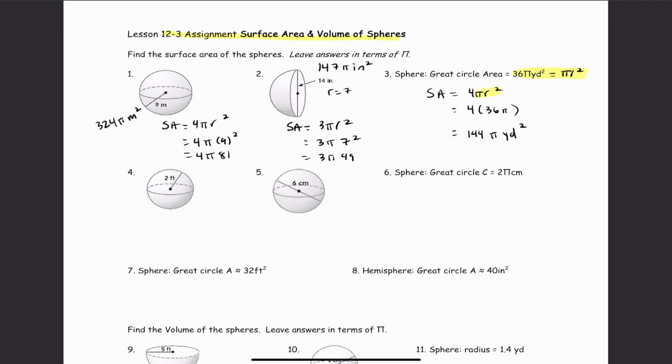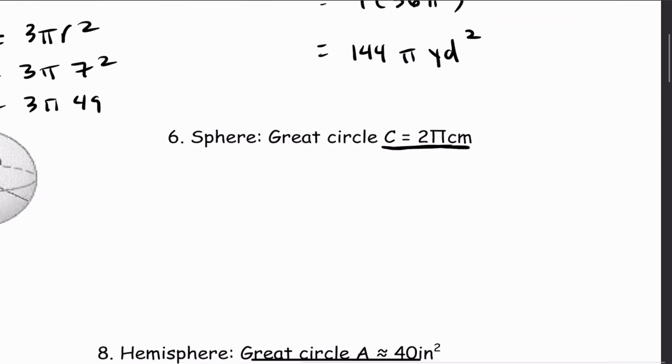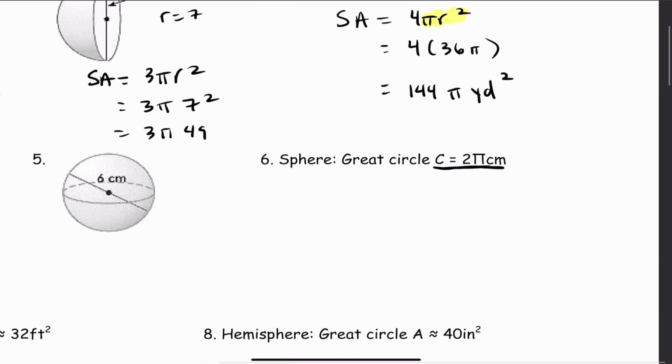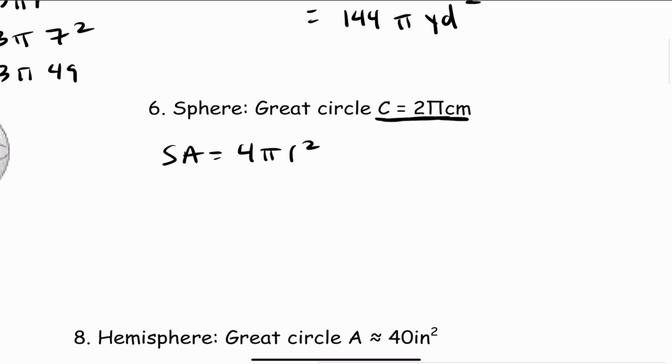And now I'm going to look at number 6. The great circle has a circumference which is equal to 2 pi centimeters. Okay, so I've got to find the surface area of the sphere. It's 4 pi r squared. The radius is not given. So let's go ahead and use that circumference formula.